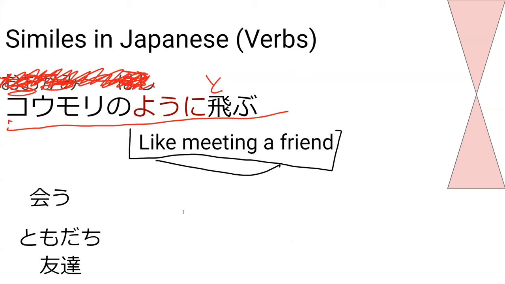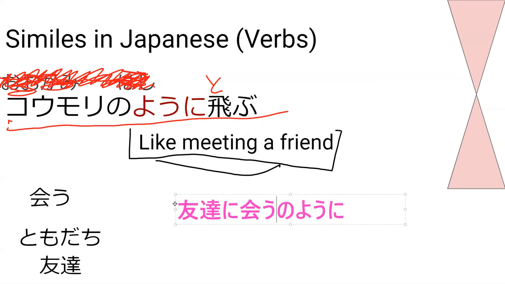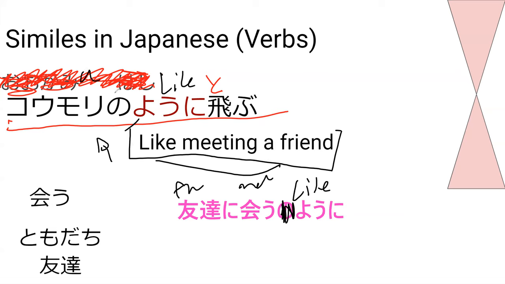Want to try again? How do you think you'd say it? Tomodachi yo ni au? This would mean meeting like a friend, which is totally fine. Perfectly good. My goal is tomodachi ni au yo ni, but I probably should have had a better example sentence in here that had a verb before the yo ni. Tomodachi ni au yo ni would mean like meeting a friend. Just like this is like a bat, flying like a bat.